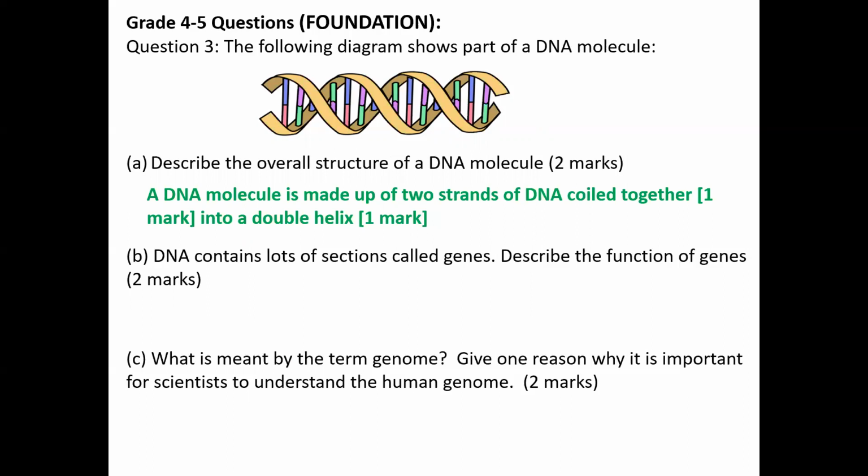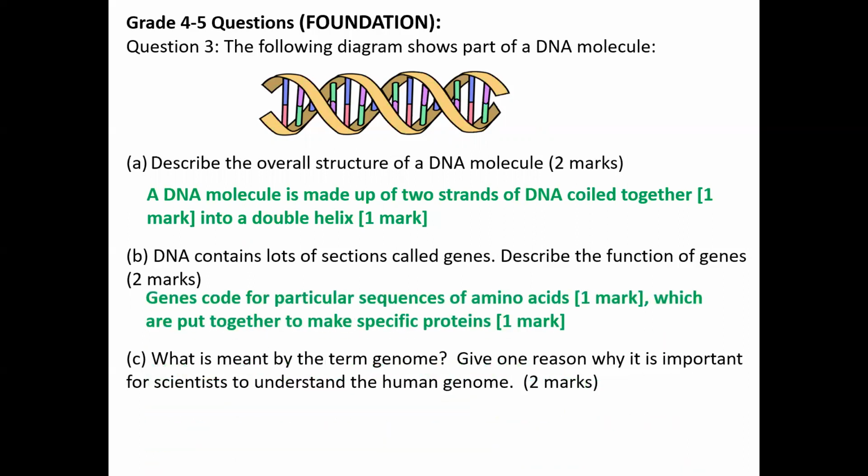Right, B, DNA contains lots of sections called genes. Describe the function of a gene. Well, a gene is a small section of DNA found on a chromosome, and genes code for particular sequences of amino acids, which are then put together to make specific proteins. So describing the function is saying the job or the role it plays.